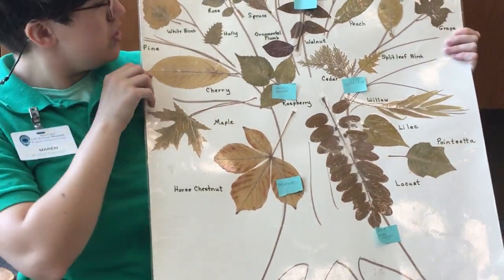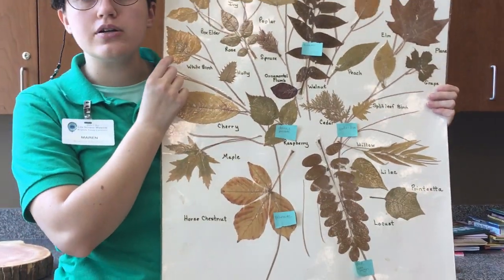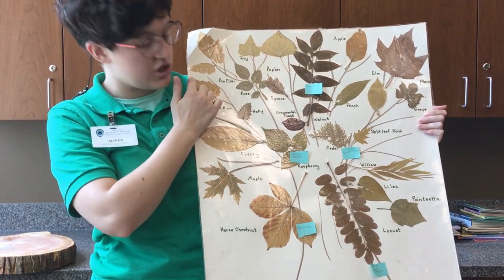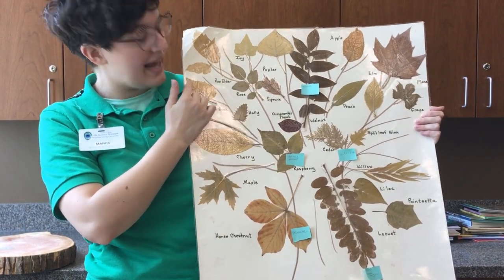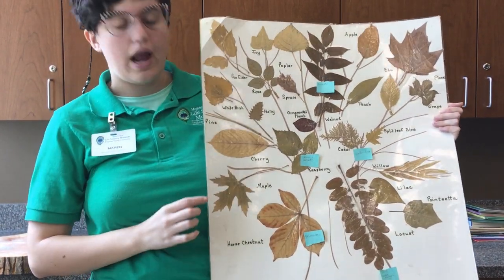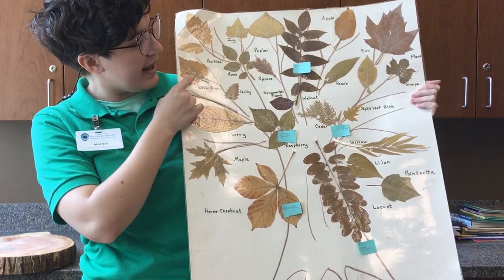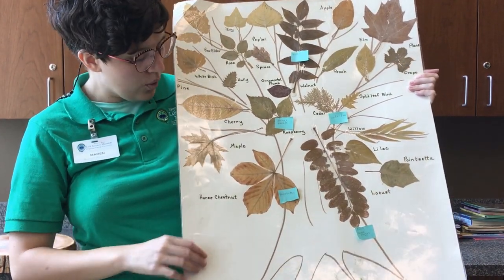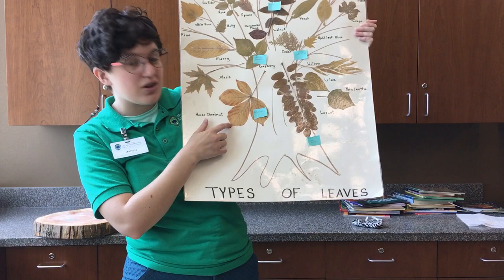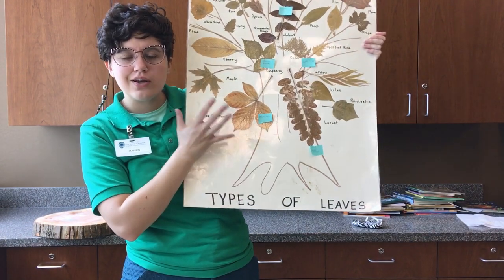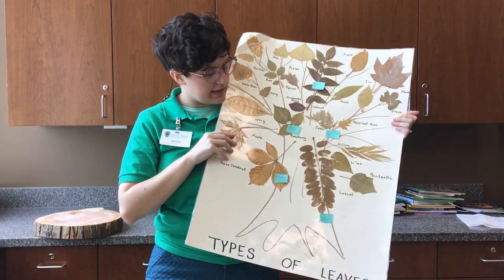Compare that to, say, our white birch leaf, and this is more heart-shaped, or even a little bit more triangular. So that's how we describe it, is like an oval or like a triangle, or even these ones down here kind of look like a spoon. So that's how you'll describe the shape of the leaf.